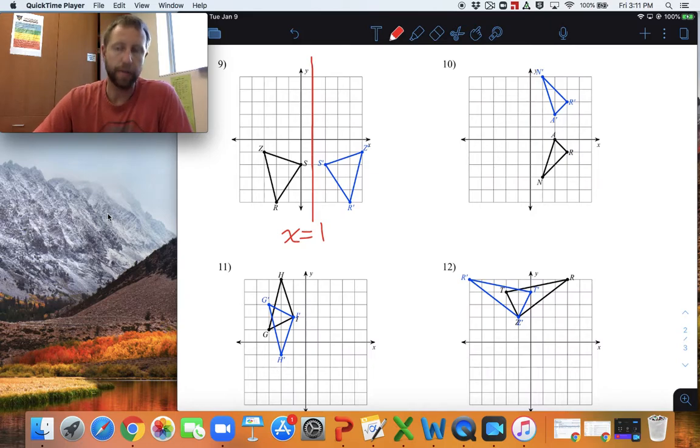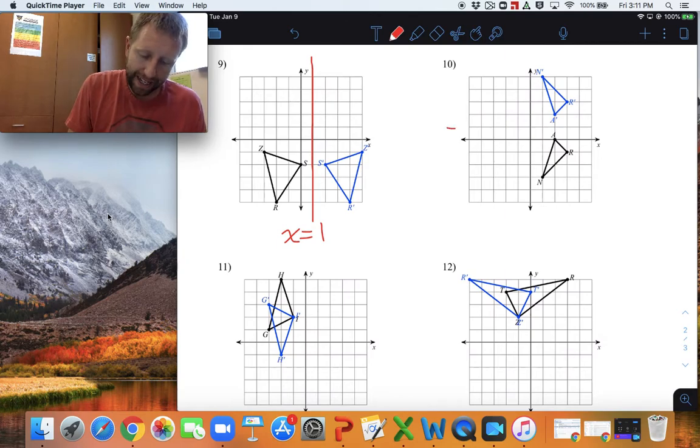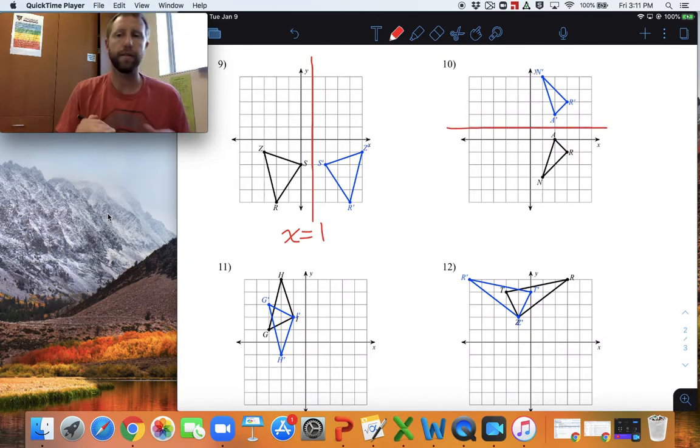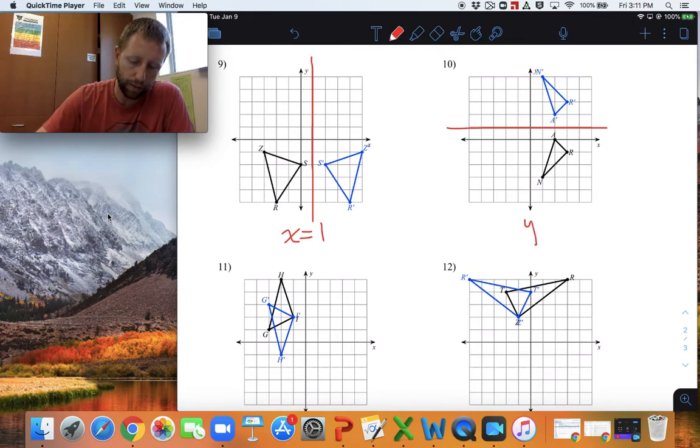Okay. For number 10, the shape goes from down below. The black one is the original, and it flips up. So I know my line of reflection is a horizontal line. For it to flip over that line, it has to be a horizontal line. All horizontal lines start with y equals, and then the number is wherever it crosses the y-axis. And you can see it's crossing the y-axis at 1. So it's just y equals 1.